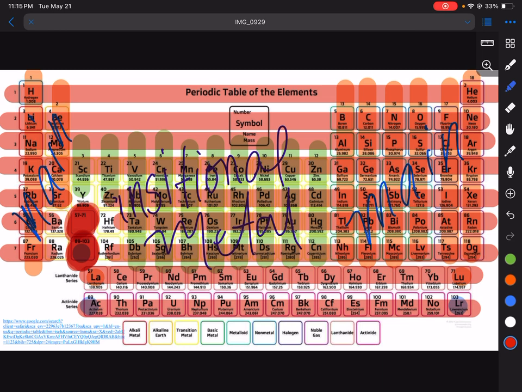So to summarize, today we saw the difference between group and period. We saw group A, which is known as the main group, and group B, which is known as the transitional metal. We saw the groups are the vertical lines and the periods are the horizontal lines.